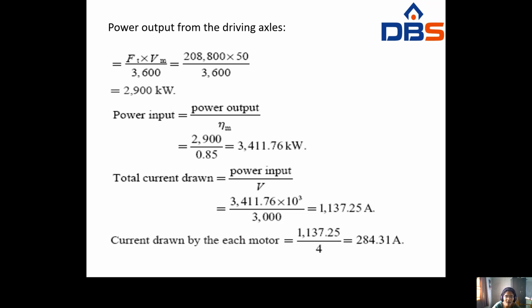What is the efficiency formula? Efficiency equal to power output by power input. In the problem, the efficiency value is given as 85%. So at that time you have to write 0.85. From this, power input equal to power output by eta. So power output 2,900 by 0.85. At that time you can get the power input as 3,411.76 kilowatts. Then the total current drawn is power input by V.